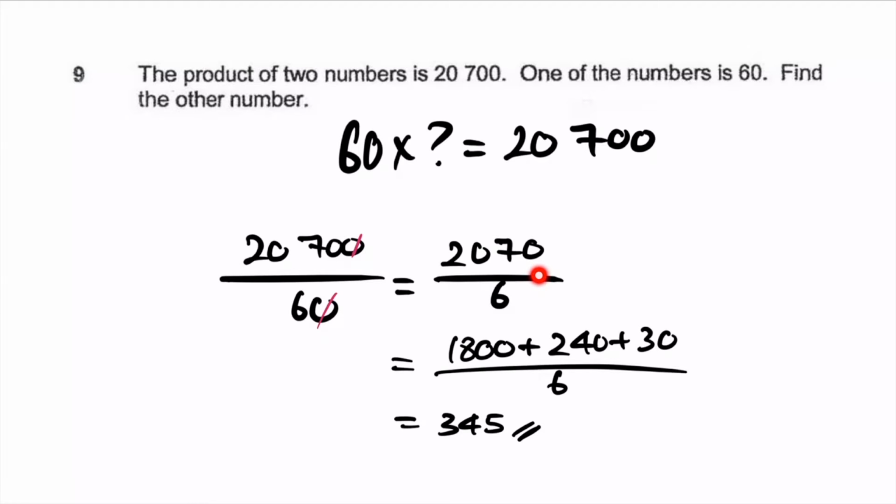Because I'm doing this without calculators, I think to myself, what's a nice big multiple of 6 that I can remove from this? It is 1800. That means I'm left with 240 and 30. So 240 is chosen because it's also the next nice multiple of 60 that I can use, followed by 30. Oh, turns out everything here can be divided by 6 very nicely. So that's 345. And that's the quotient, which means the missing number is 345.